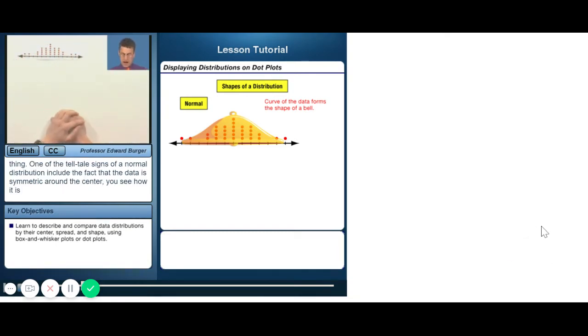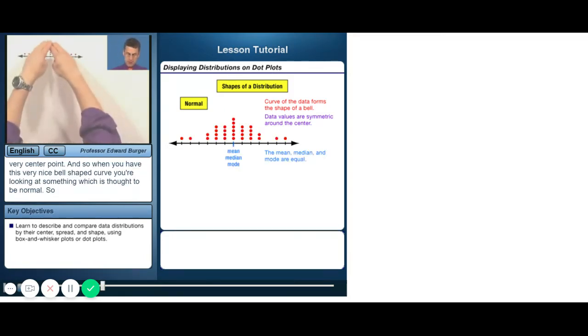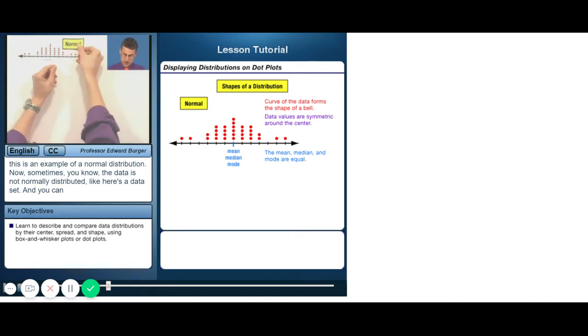One of the telltale signs of a normal distribution is that the data is symmetric around the center. You see how it's symmetric, and that all the measures of center are actually equal. So the mean, the median, and the mode are all going to be equal to that very center point. And so when you have this very nice bell-shaped curve, you're looking at something which is thought to be normal. So this is an example of a normal distribution.